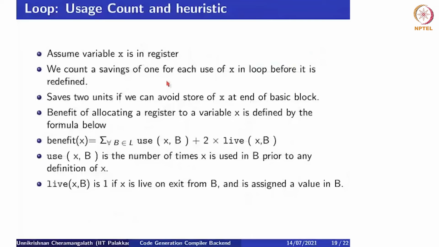Whether this use will count for this heuristic function: use(x,b) is the number of times x is used in b prior to the definition of x, but this will not count because a has already been defined. So you have a value of 2 for this basic block b1 for a. Then the other basic blocks where there is a use of a prior to definition are b2 and b3. So the benefit of x will be 4.